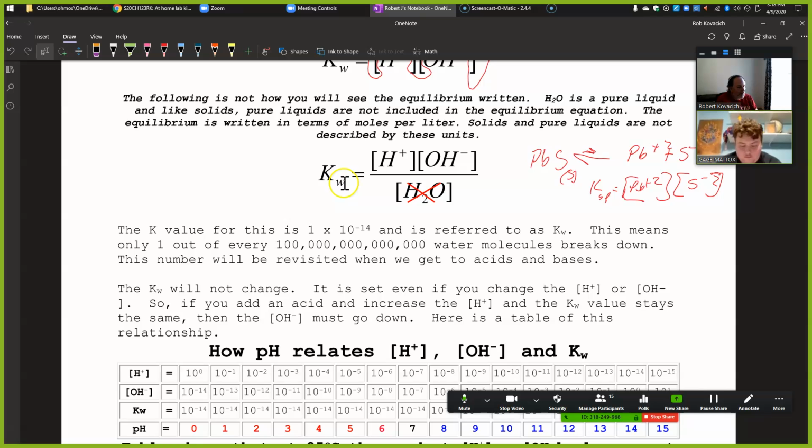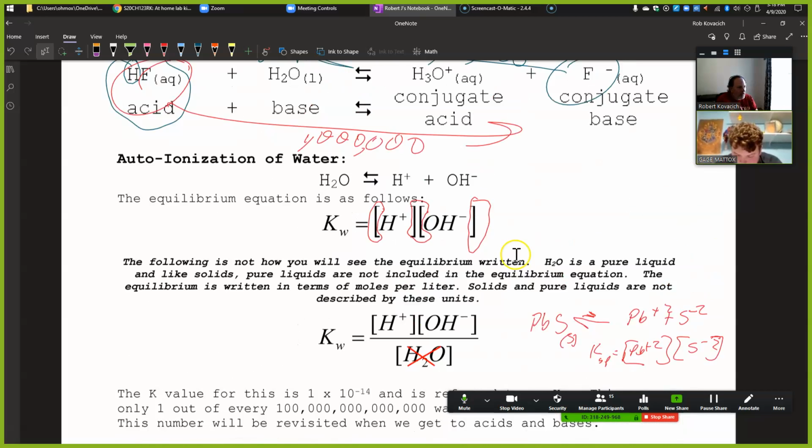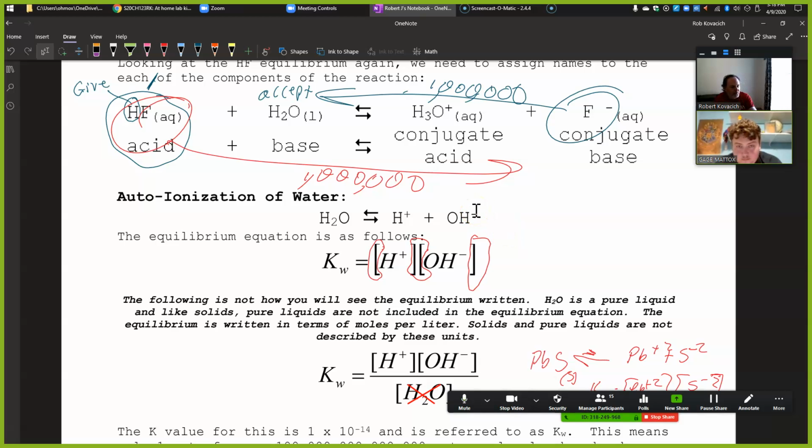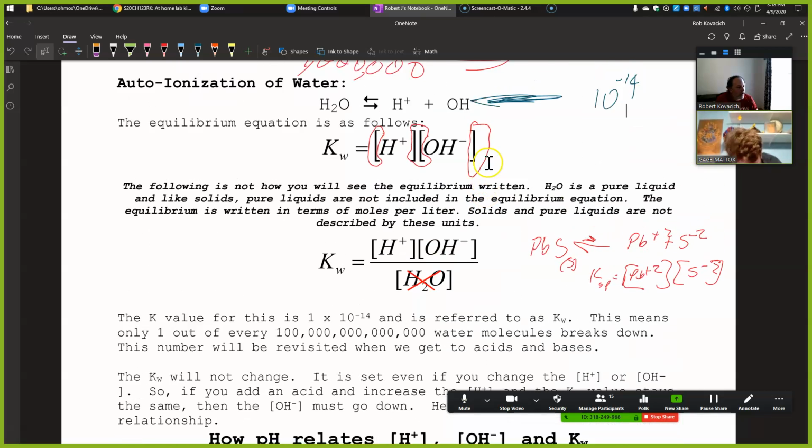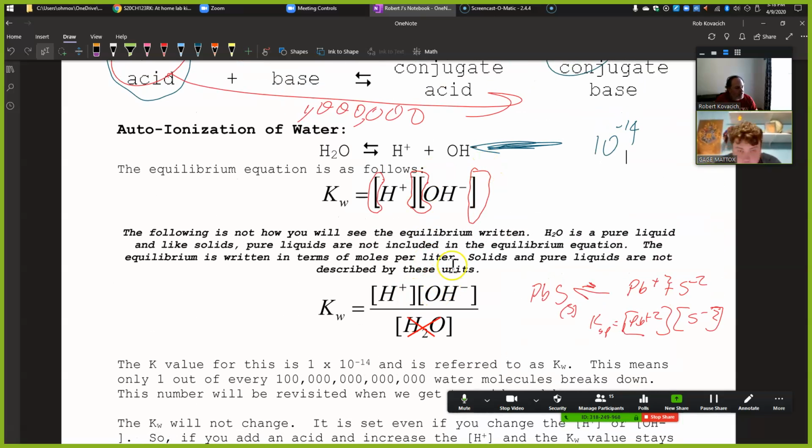Okay, so the K value for this is 10 to the minus 14th. So how much does this happen? How much does this happen in water? Very, very rarely. Since it's 10 to the minus 14th, it's a tiny number. So can you tell me what the concentrations are?